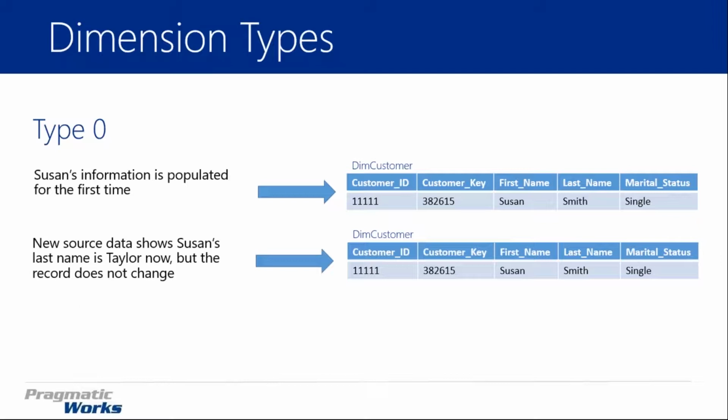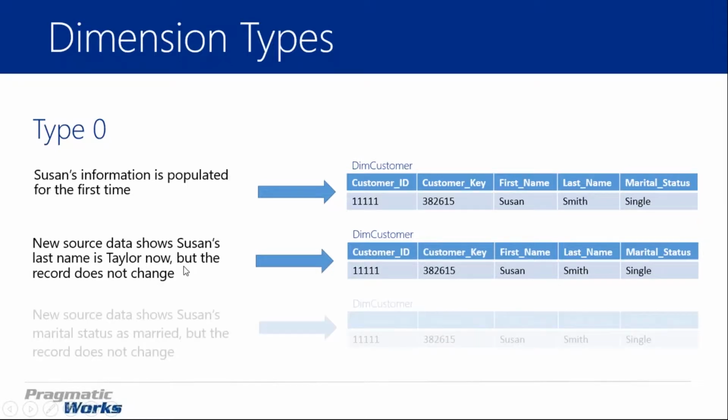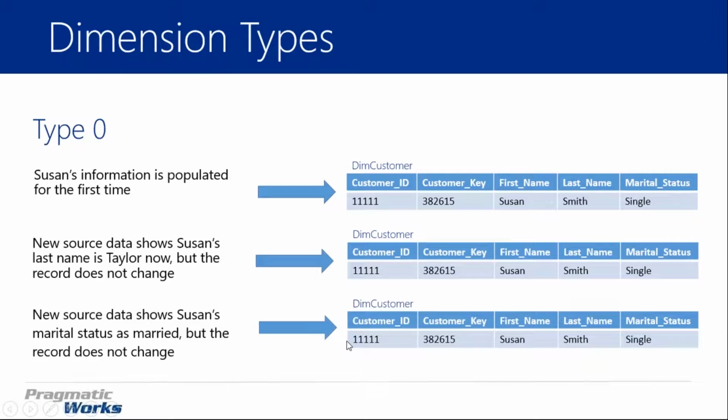However, when we go to load our dimension at night and we bring in the new information that her name is Taylor, what we're going to do is ignore that change, and in our dimension table, it's going to just stay Susan Smith because we don't really care if people are changing their last names. It has no analytical value to us whatsoever, so we ignore it. All right, so that's what a type 0 is.